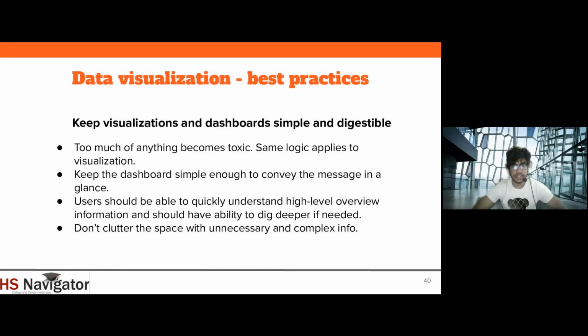Keep visualizations and dashboards simple and digestible. Too much of anything becomes toxic. The same logic applies to visualization. Keep the dashboard simple enough to convey the message at a glance. Users should be able to quickly understand a high-level overview of information and should have the ability to dig deeper if needed. Don't clutter the space with unnecessary and complex information.